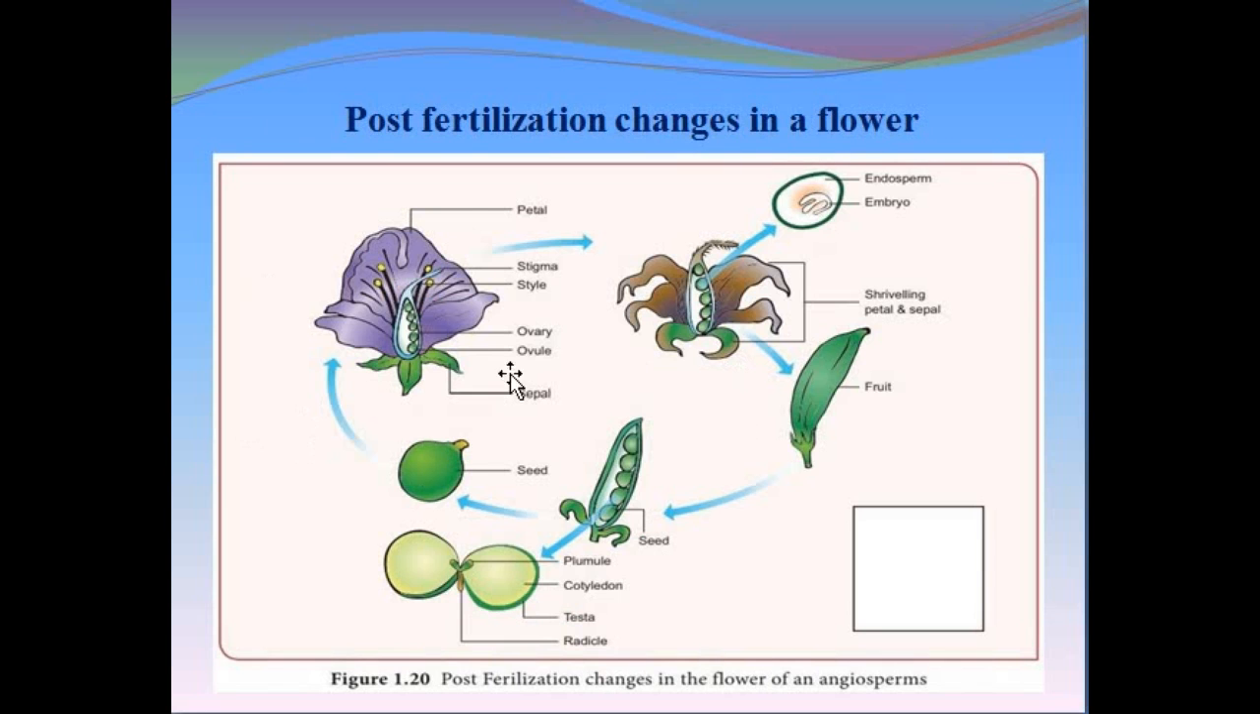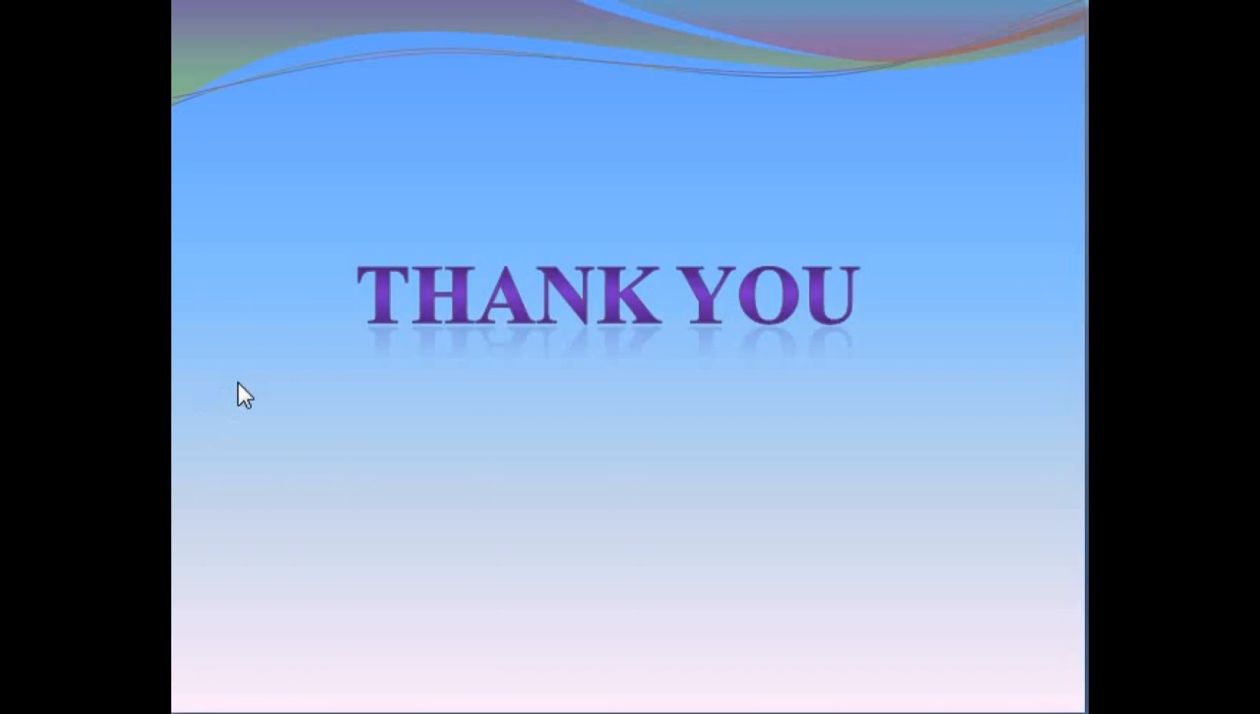In this slide, we can observe the post-fertilization changes taking place in the flower, where the calyx and corolla will wither off or fall off. Thus, ovary is converted into fruit, ovules are converted into seeds, and seeds after liberation will germinate to form one more new plant. With this, I complete the phenomenon of double fertilization in angiospermic plants.